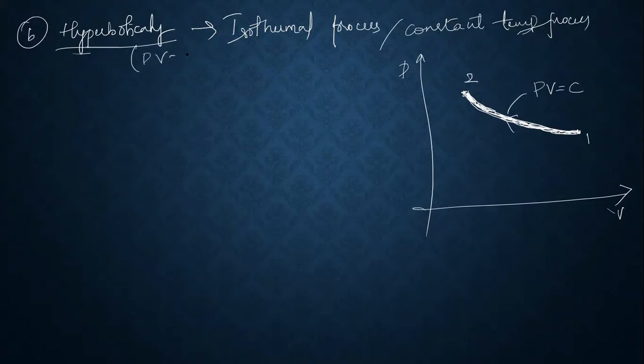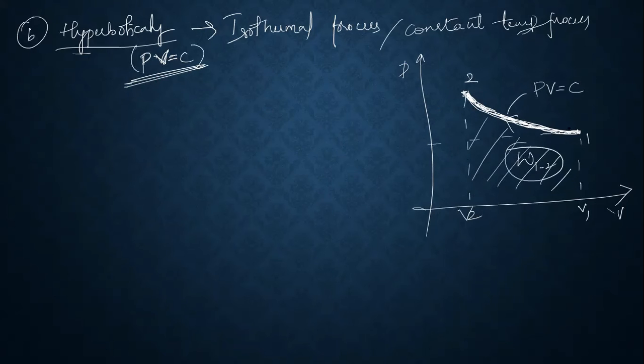C. Hyperbolically, the governing law will be PV is equal to C. In the previous part A, it is PV to the power of 1.4. As it is given hyperbolically, n is equal to 1 here. Therefore, area below the curve is the work done, with corresponding volumes V1, V2. We have to calculate that. Corresponding pressures are P1 and P2. And we have to find the V2 value.